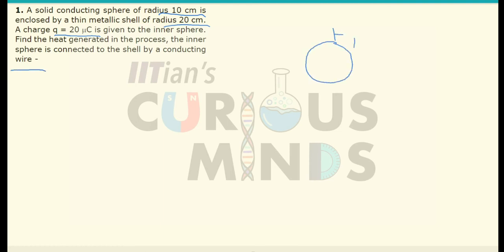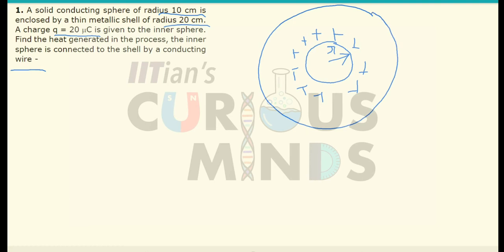Okay, if I consider that there is an inner sphere of radius small r and a spherical shell of radius capital R, then all the charges from the inner sphere will go to the outer sphere, to the outer surface of this outer shell. So in this case we have to find out the difference of the energy stored.